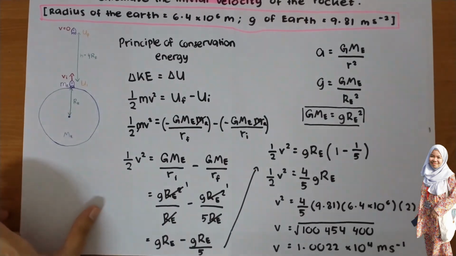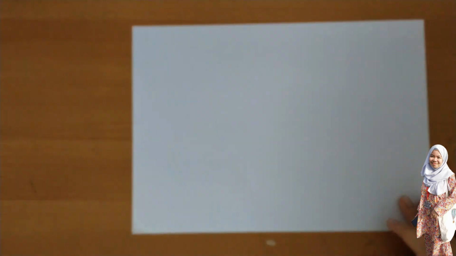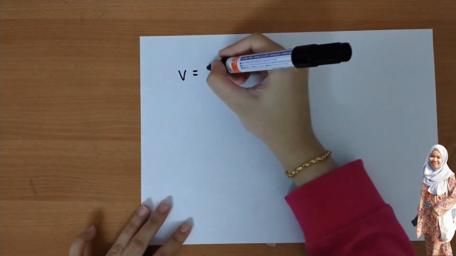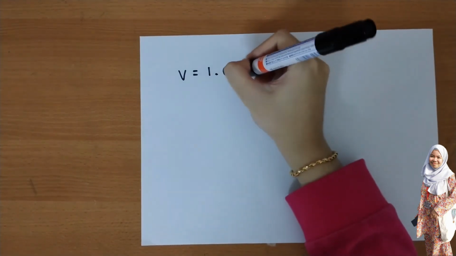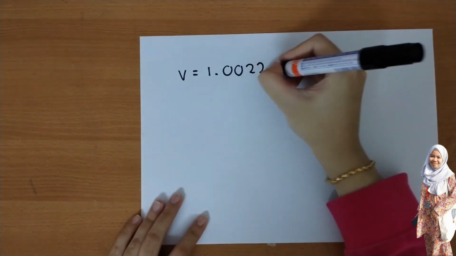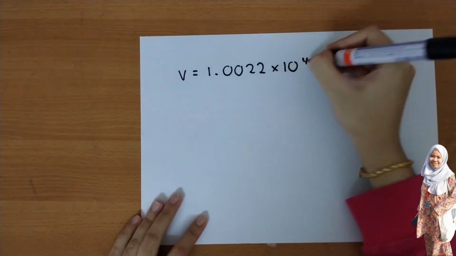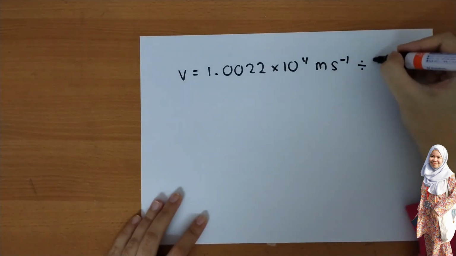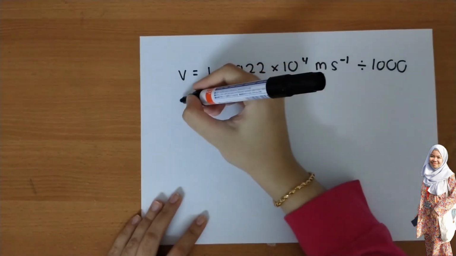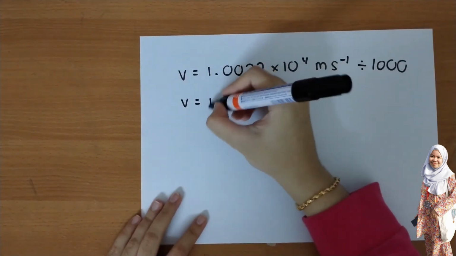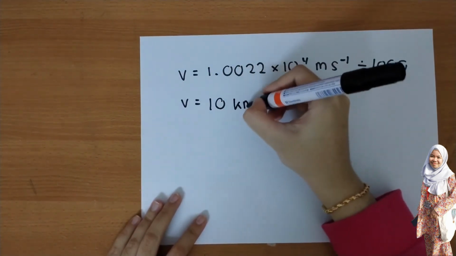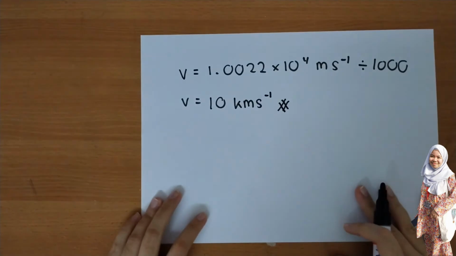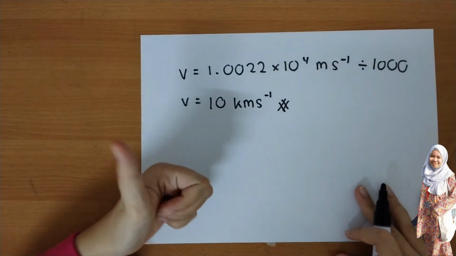You can also write the velocity, the answer, like this. Divided by 1000, we'll get 10 km per second. So, that's how we get the answer for the second example. Yay!